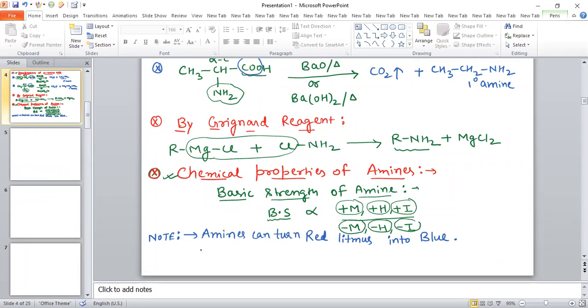And also, note number 2: amines can form salt with acid. Why can amines form salt with acid? Because it is an acid, and amine is basically a base. So when an acid and base react, salt is formed after the reaction.